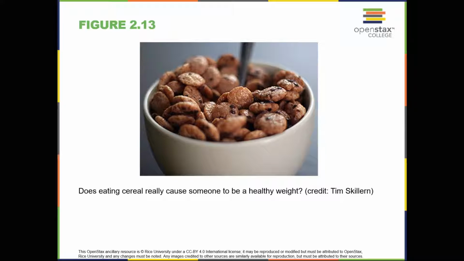Does eating cereal really cause an individual to maintain a healthy weight? Or are there other possible explanations, such as someone at a healthy weight is more likely to regularly eat a healthy breakfast than someone who is obese or someone who avoids meals in an attempt to diet?